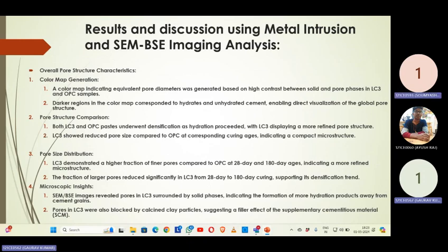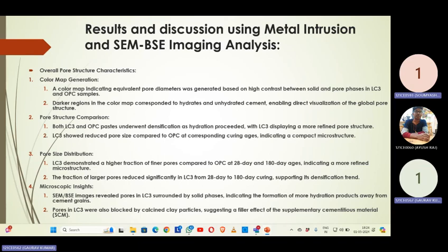So here are the results and discussions using metal intrusion and SEM BSE imaging analysis. Let's talk about the overall pore structure characteristics. First is color map generation. A color map indicating equivalent pore diameter was generated based on high contrast between solid and pore phases in LC3 and OPC samples. Darker regions in the color map correspond to hydrates and unhydrated cement, enabling direct visualization of the global pore structure.